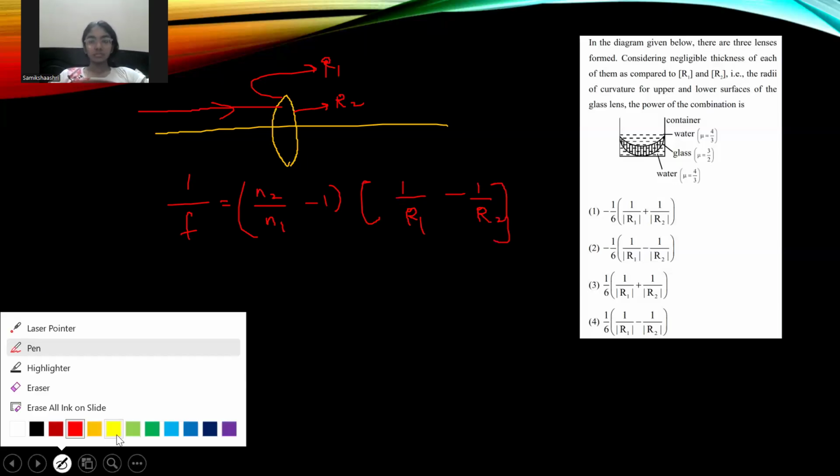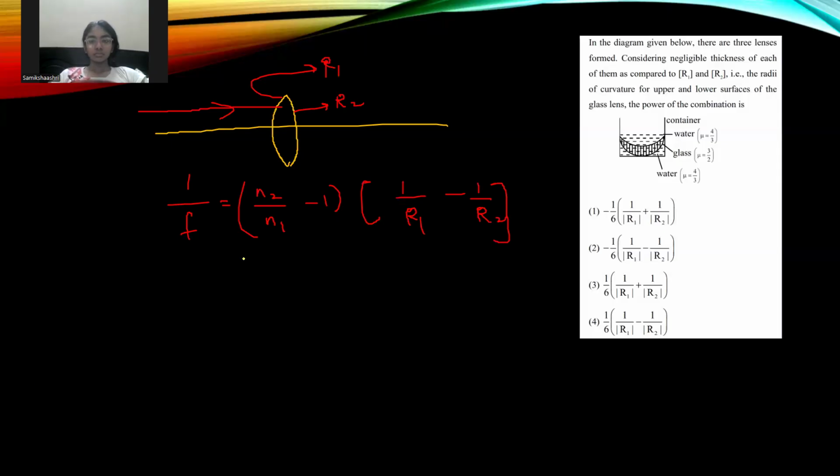And remember what N2 and N1 are. N1 is the refractive index of the medium from where the light is coming. Light is coming from the object, so the medium in which the object is placed gives N1. N2 is the refractive index of the medium in which the light is going to enter. Understood? That is the concept.